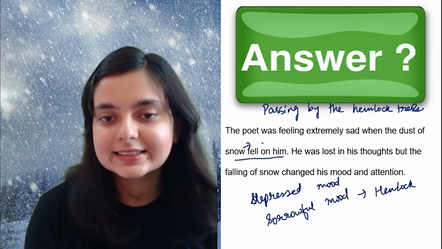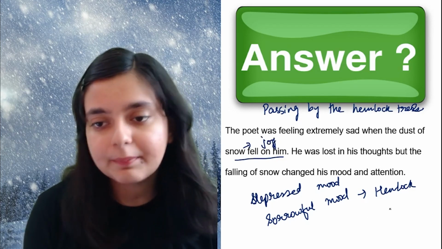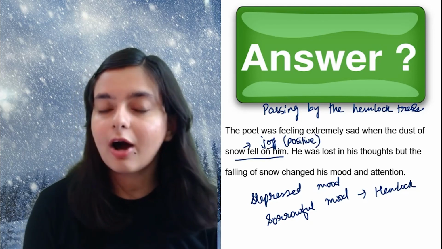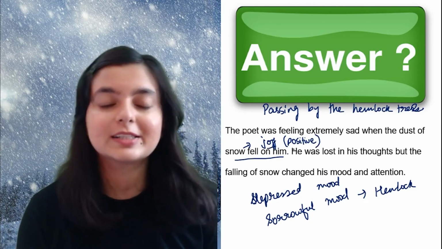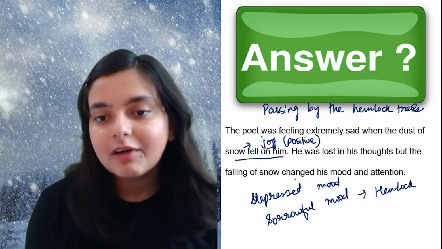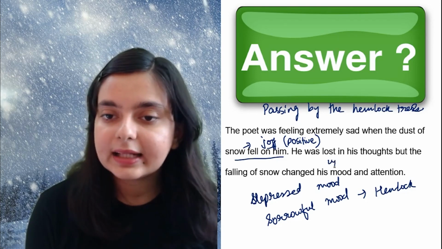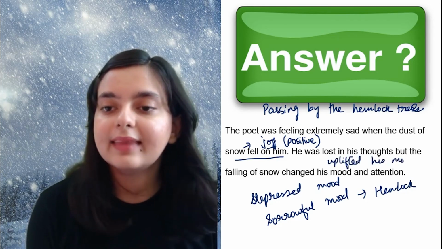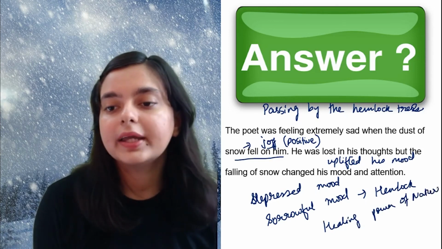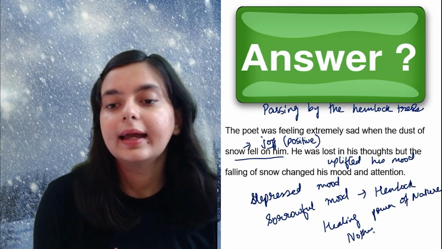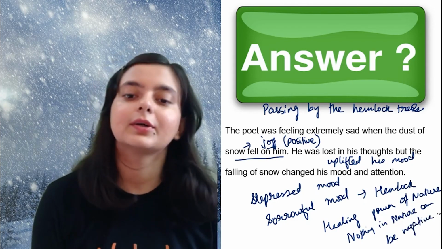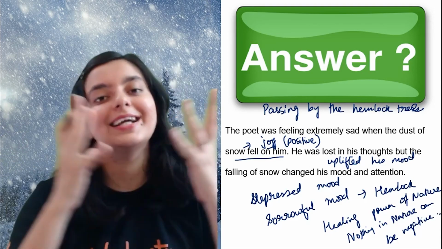Now you can also say that this is the symbol of joy. Okay, just as this was a negative symbol, this is something which is positive. But who was responsible for making this positivity, this positive symbol? It was of course the combined efforts of the crow and the hemlock tree, the so-called negative symbols. He was lost in his thoughts, but the falling of the snow changed his mood and attention. You can say it uplifted his mood, and therefore it shows the healing power of nature. And you can also say that nothing in nature can be negative, right? So these are the points that you need to add in order to make the answer complete.